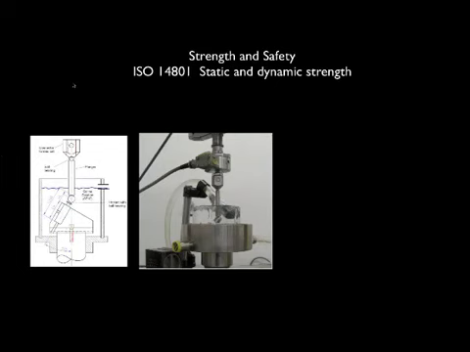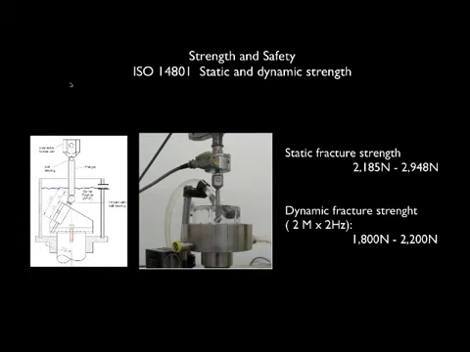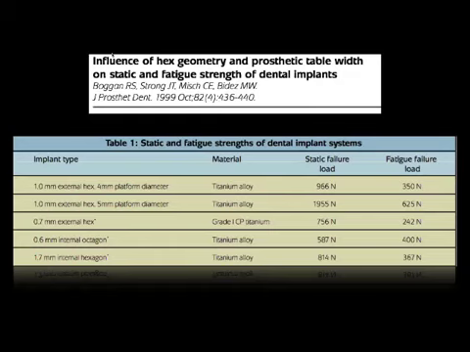In ISO testing, this is the CeraRoot implant. Had some incredible results in terms of strength. Static fracture strength of about almost 3,000 newtons, and a dynamic strength of about 2,000. And we're going to compare that now to what happens with titanium. And this is a study that was conducted by Bogan and Mish. They compared the strength of different titanium implants.